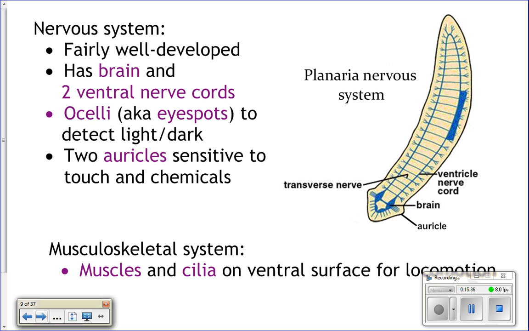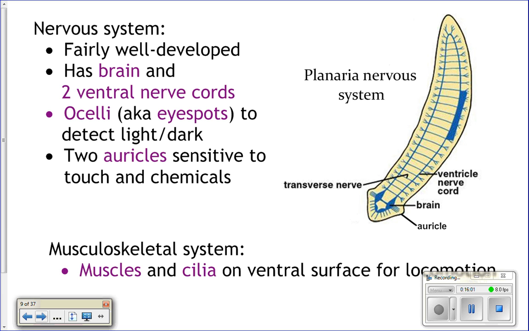Their nervous system. So they actually have a brain. Okay, you can see that in this picture right here, up near their head region. And they've got 2 ventral nerve cords that run down either side of their body, and then transverse nerves that connect the 2 together. It looks like a ladder, right? And the purpose of that nervous system is to coordinate movement and muscle contraction in order to move.